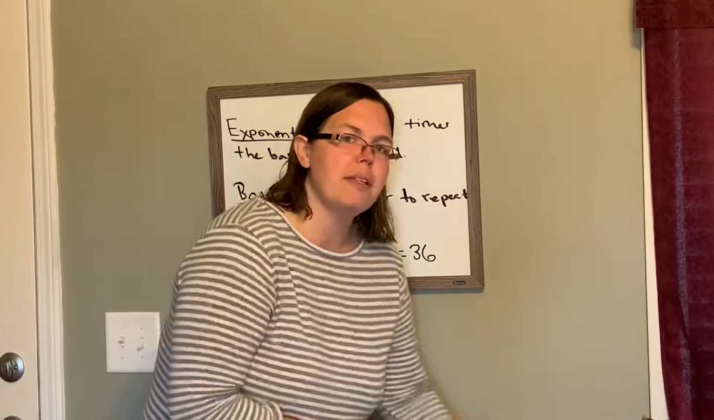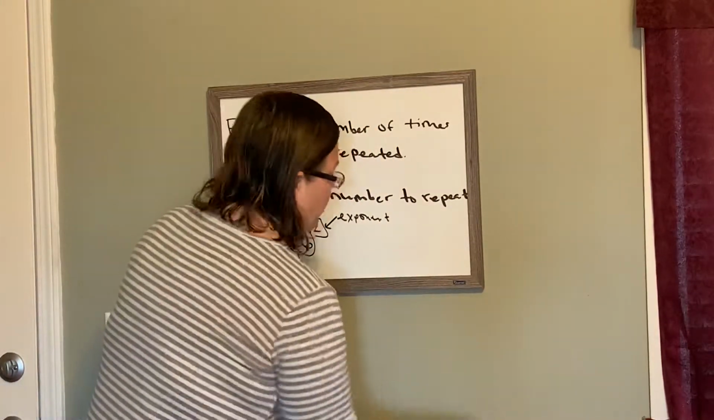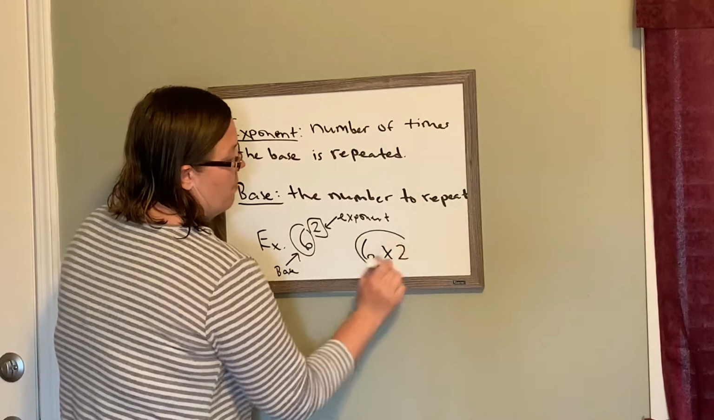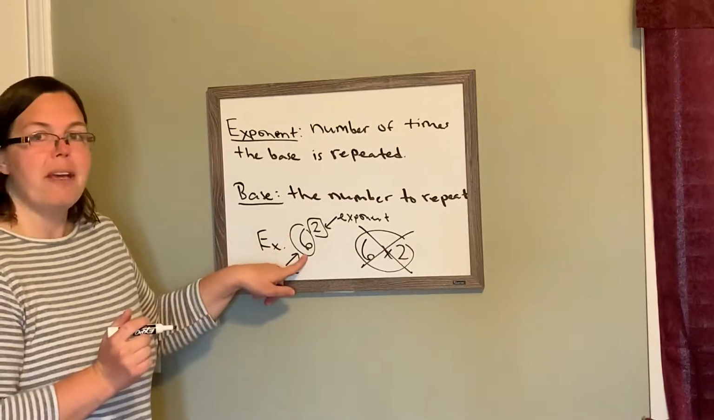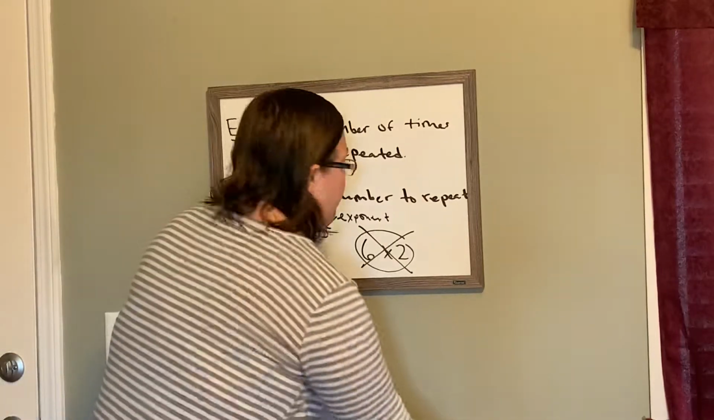A lot of times there is some misunderstanding. Sometimes a student will think that this means 6 times 2. That is definitely not the case. It means you take your base and repeat it that number of times. Let's try another example.